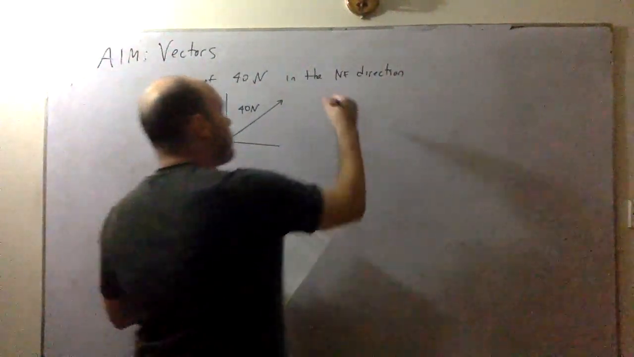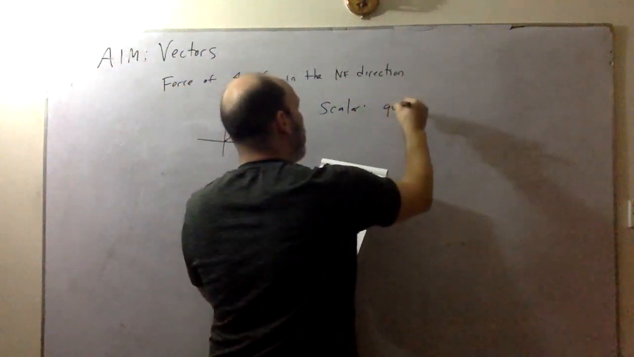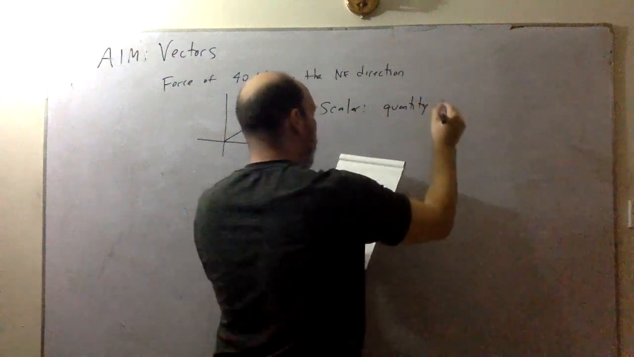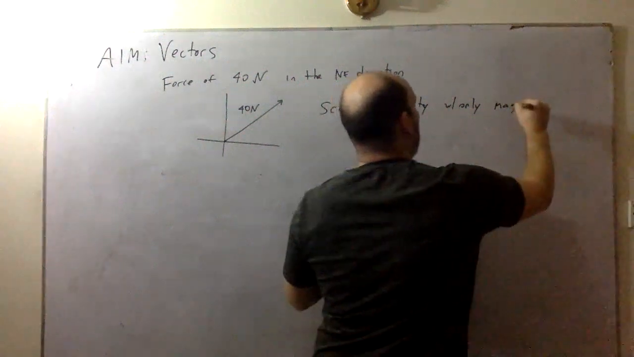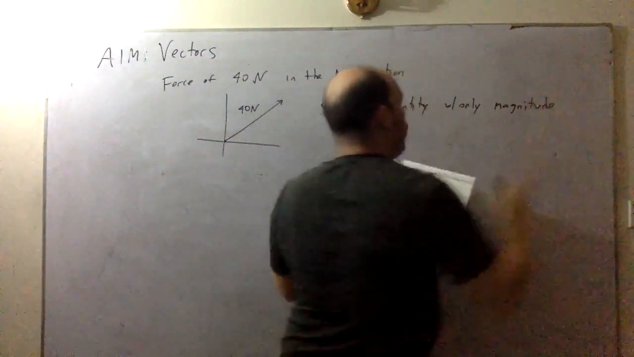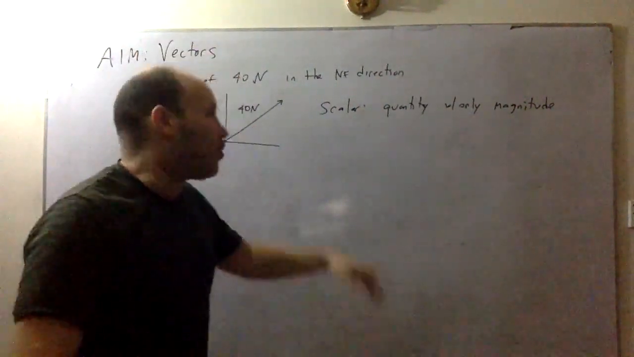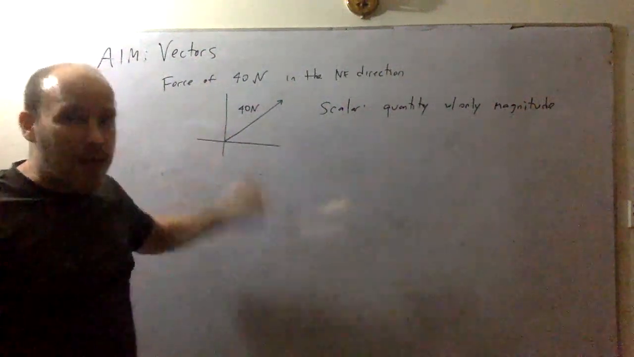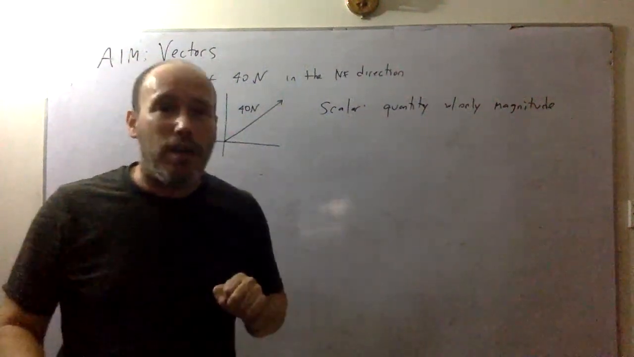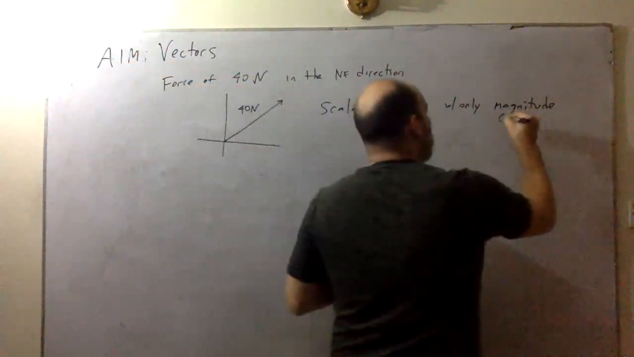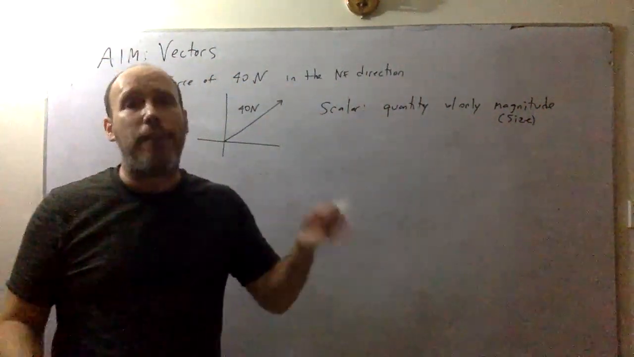The first thing is a scalar. A scalar is a quantity with only magnitude, which is a fancy word for size. In physics, you'll be talking about forces, 40 newtons. In math class, we might talk about something like 5 miles. So it's size. In calculus, we'll talk about speed, 10 miles per hour.